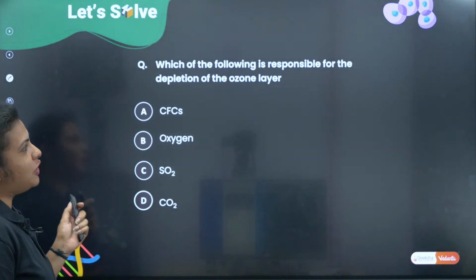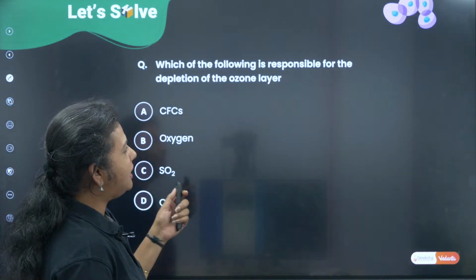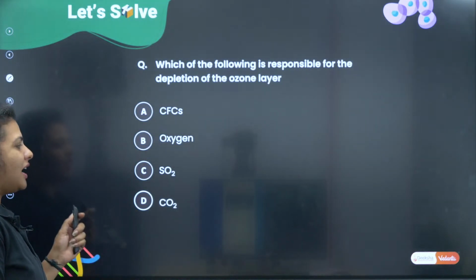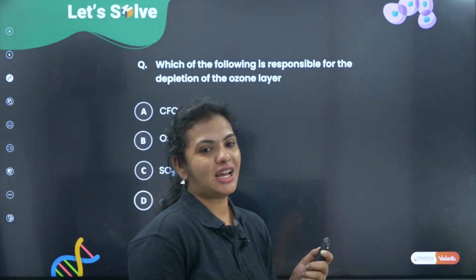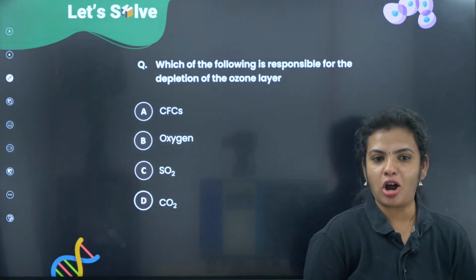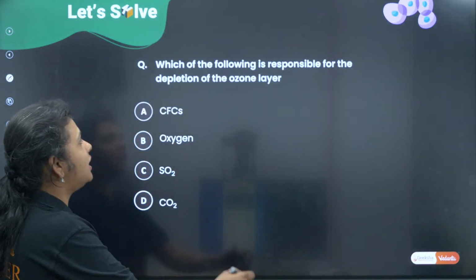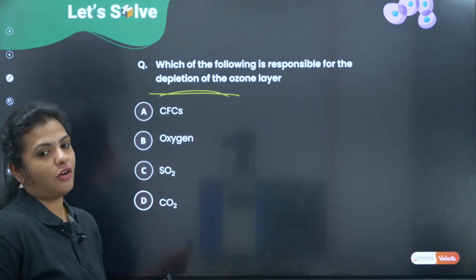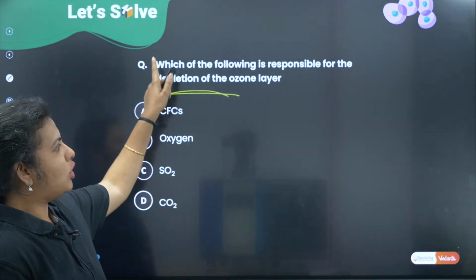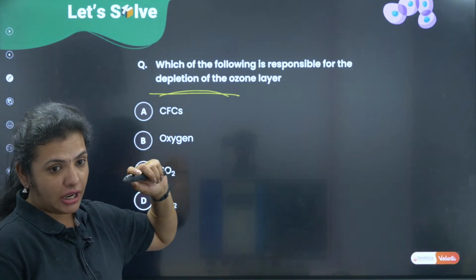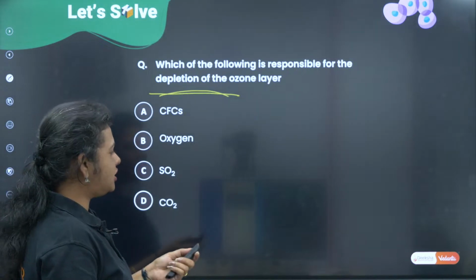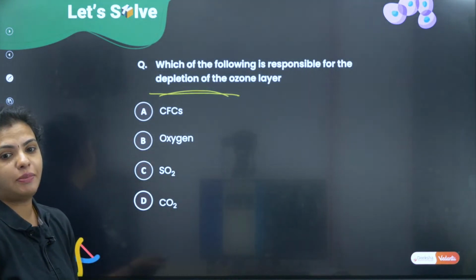Alright. Which of the following is responsible for the depletion of ozone layer? Chlorofluorocarbons, oxygen, SO2, CO2. Okay, sulfur dioxide, carbon dioxide. So, what do you think is the most important substance that is going to result in the depletion of ozone layer? Okay, we just discussed this question. What is causing the depletion of the ozone layer? So, what do you think is the answer? Is it CFC, is it oxygen, sulfur dioxide or carbon dioxide?